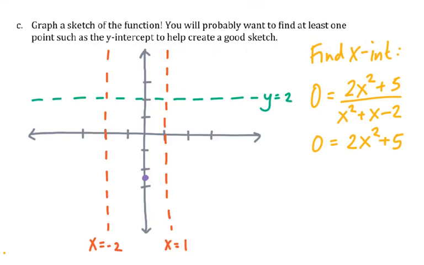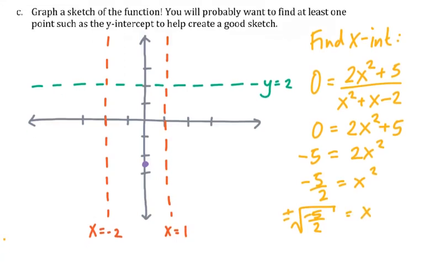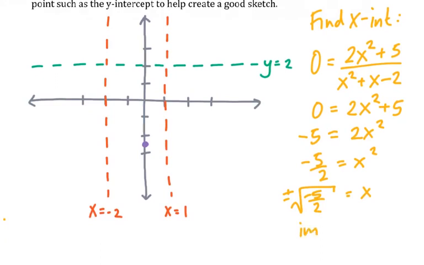And if we keep solving here, something interesting is going to happen. I subtract 5, I divide by 2, and when I square root, remember that when you square root a negative, we would get back plus or minus the square root of negative 5 halves, but the square root of a negative is imaginary. So what's happening with these x-intercepts is that they're imaginary. So that means, if we are graphing on the real number plane, it actually won't cross the x-axis. Okay, and that's okay.